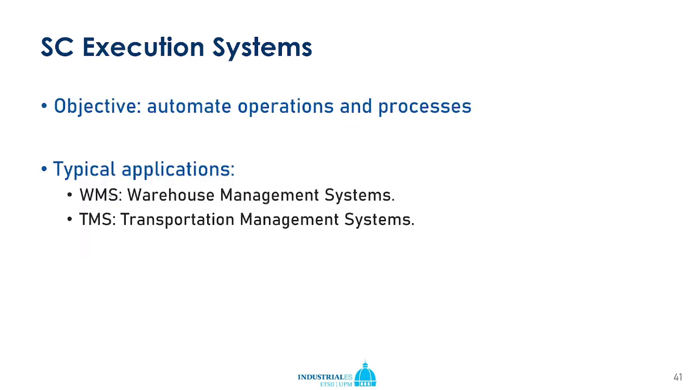And when it comes to execution, the objective is to automate operations and processes, and it's not mentioned there, but the idea is, of course, to be efficient anyway. So we have planned so that when we come to this level and we need to decide how we are going to operate in detail, we can be as efficient as we can. And there are two typical applications, which are warehouse management systems, related to, of course, how to manage facilities where we store things, warehouses, and transportation management systems, which are the systems related to managing the transportation.